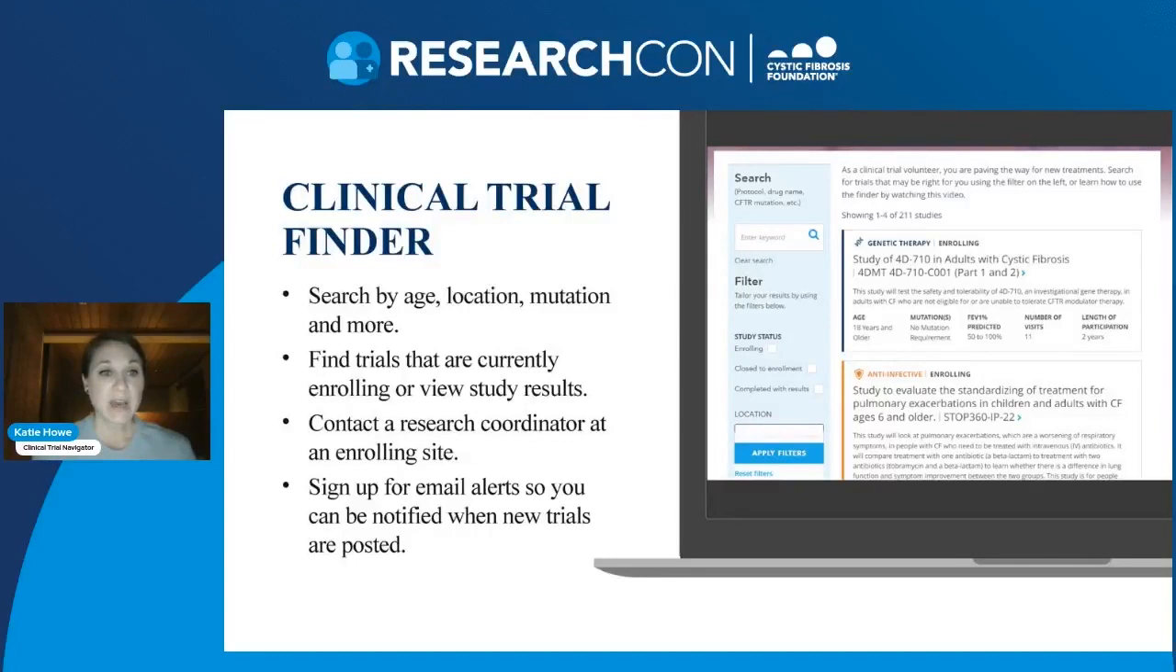And the biggest one right now, and I would say that this is really important, is to sign up for email alerts, so you can be notified when new trials are posted, especially if you hear about a trial that may not have already started, but you've read a press release about and you're really interested in. This is a good way for you to immediately get alerts whenever a new trial is uploaded onto the Clinical Trial Finder. And from there, you can search through which sites are enrolling and if there's contact information for you to reach out to learn more. Next slide.